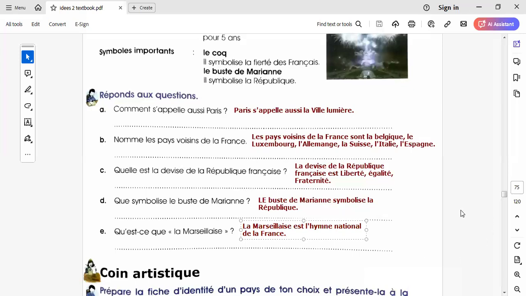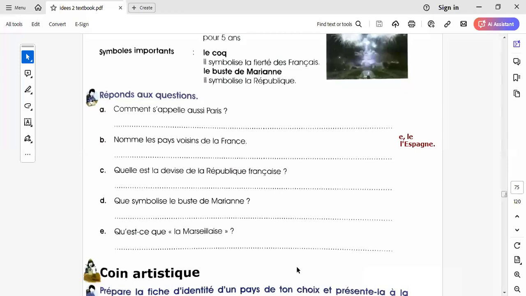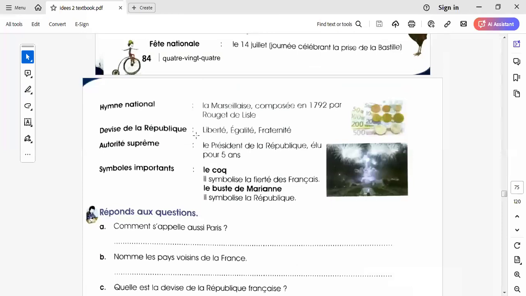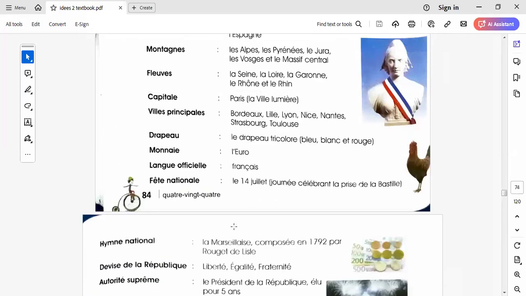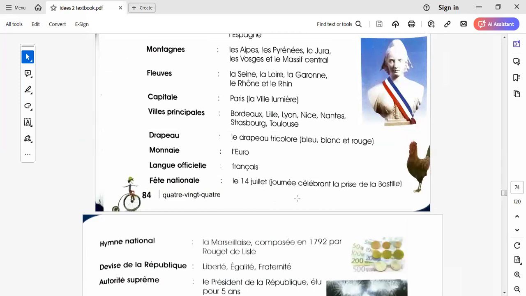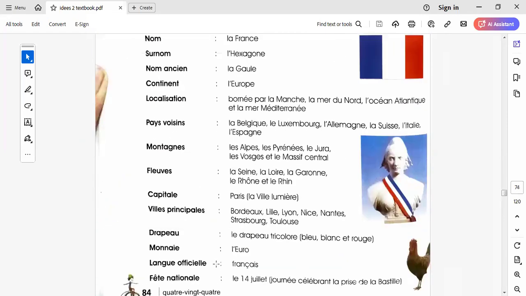And we have to write down all the answers from the above paragraph. Everything is written here. Here is written the Marseillaise. It is l'hymne national. And this is written Devise de la République. It is written here. And the neighboring countries we have here. You can write it from here. So everything is written in the paragraph. But these can be there in the civilization of France also. So you have to learn all these things.